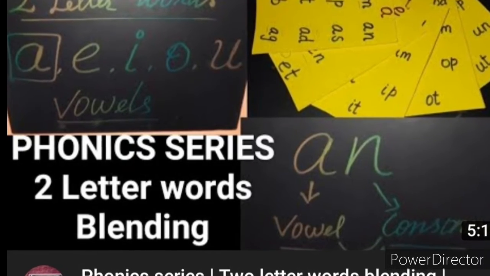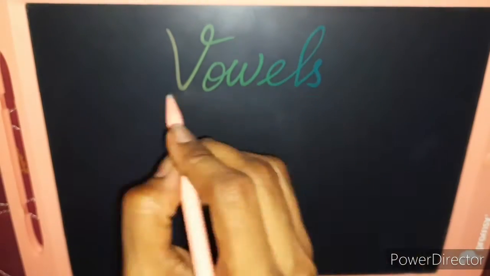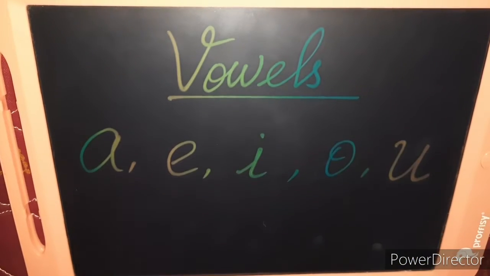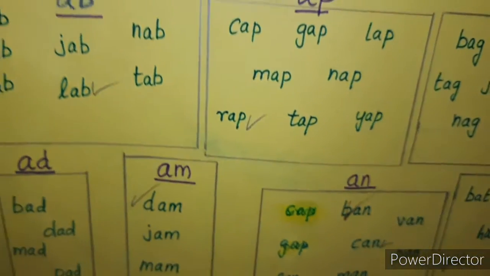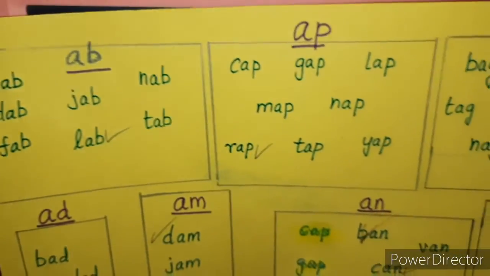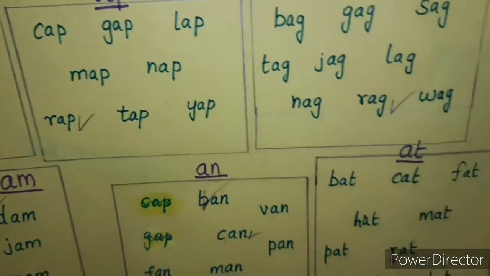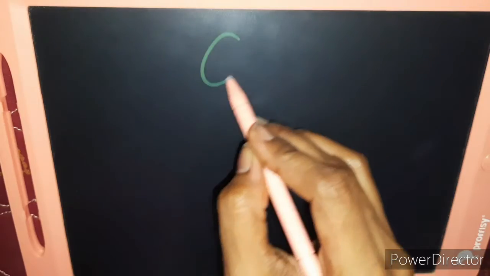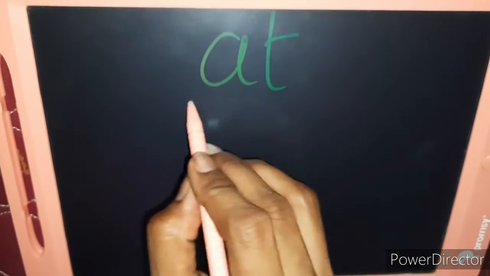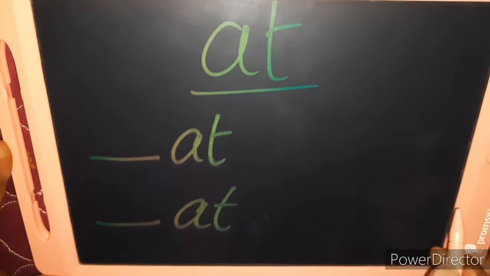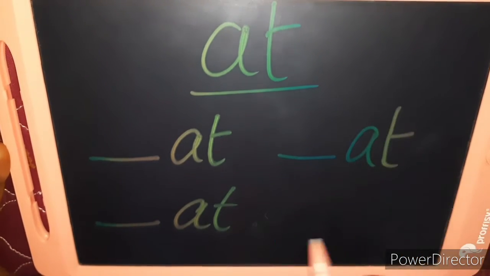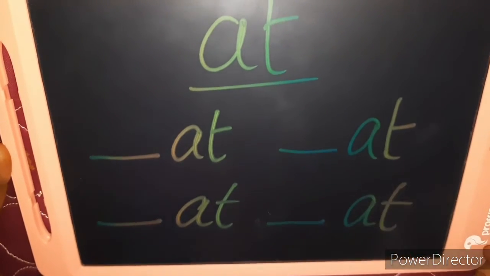We saw two letter words blending using vowels, and under A we have 7 families of three letter words. I'm not going to read out all the words, that will take time, so I'm going to take only the AT family words. I'm writing the word AT here, and in the front I'm leaving a blank space. If the kids are thorough with two letter words, they might be able to read this AT as at.